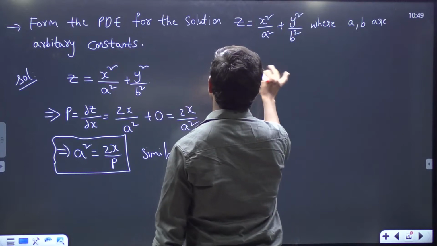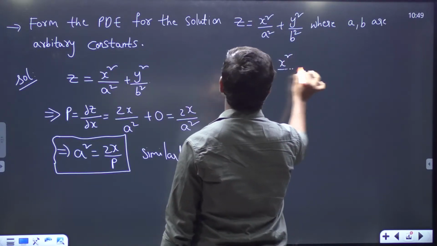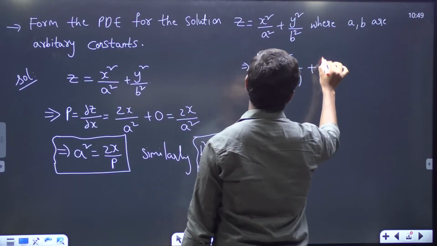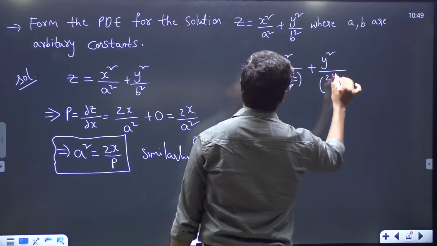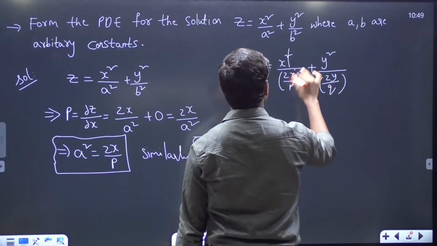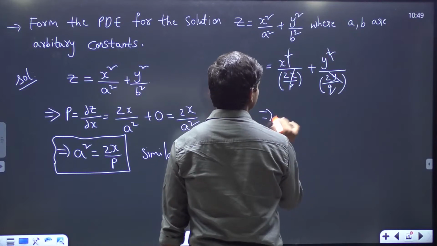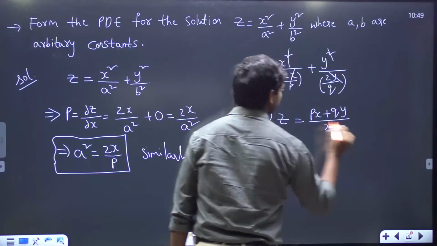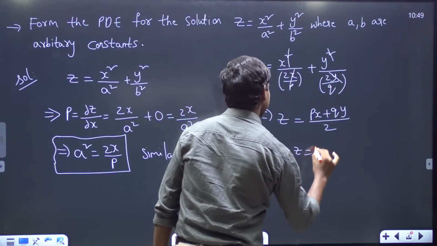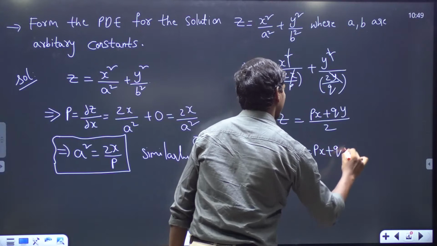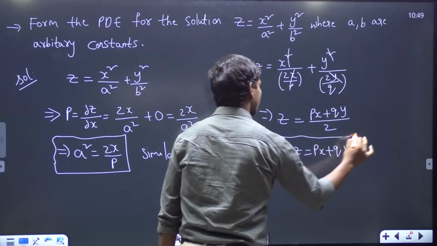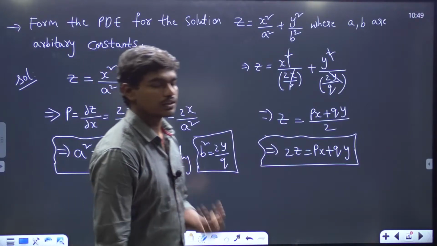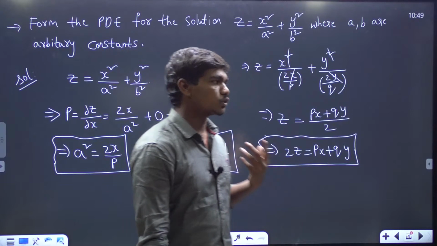So this implies z is equal to x square by a square, and the value of a square is 2x by p, plus y square divided by 2y divided by q. So if you see, you can cancel one x here and one y as well. So this implies z is equal to px plus qy divided by 2, which means 2z is equal to px plus qy is the equation. Okay, so this is how you generally form partial differential equations when some solution is given to you.